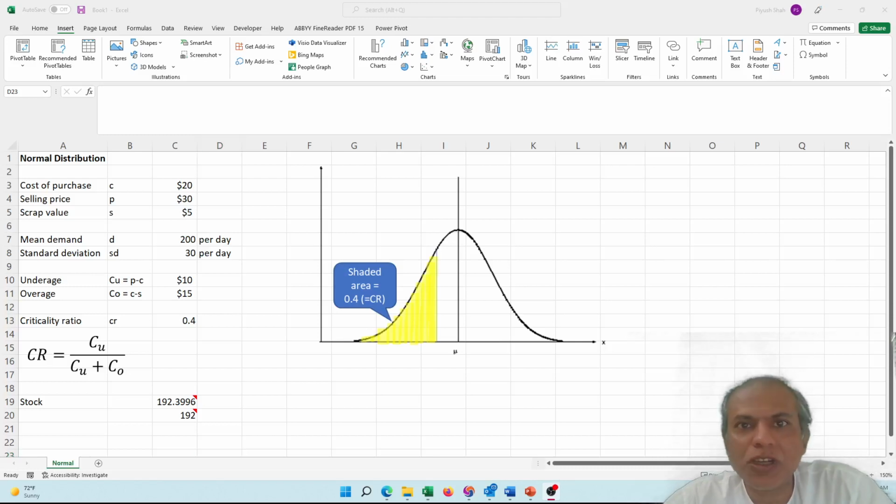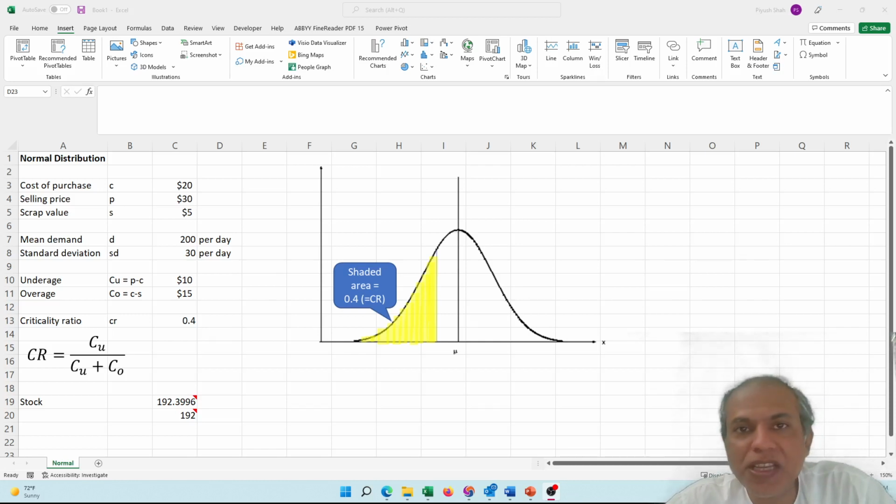So you already know the concept of the newsvendor model, the formulas, the basis. In this video, I'm just trying to explain two very simple numericals, assuming that the demand is distributed normally. So there's a mean and a standard deviation for the normal distribution. And for this problem, we have a cost of purchase of $20, a selling price of $30, and a scrap value of $5. The mean demand and the standard deviation of the demand are given here.